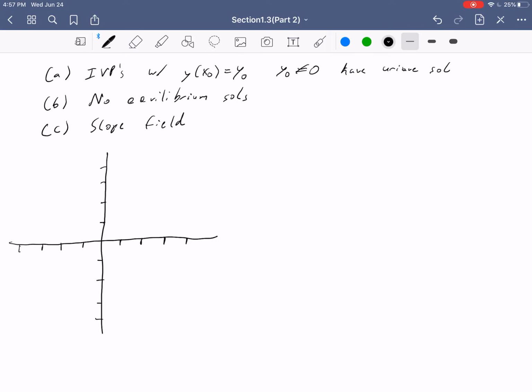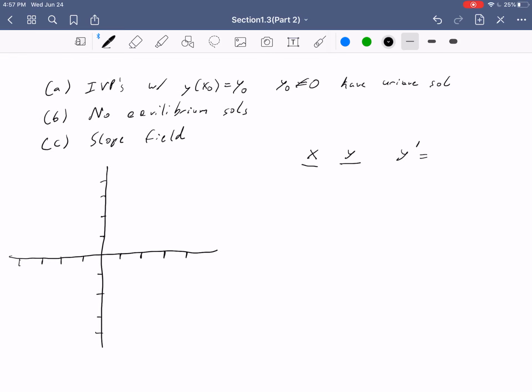Okay. Now, let's think about how we approached the last one. When we did this in the previous video, we first sketched the equilibrium solutions. Well, unfortunately, there are no equilibrium solutions, so we can't put that on there. The next thing we did is we made a table of values. So we said, okay, if we choose different x and y values, then we can determine y prime by using y prime equals x over y, which is the equation of our differential equation.